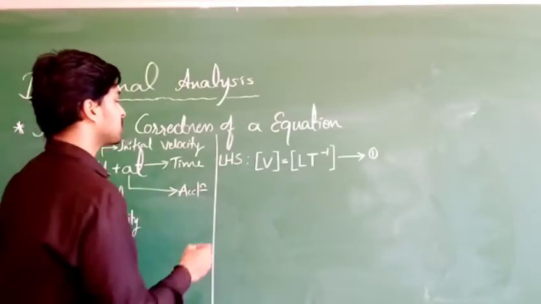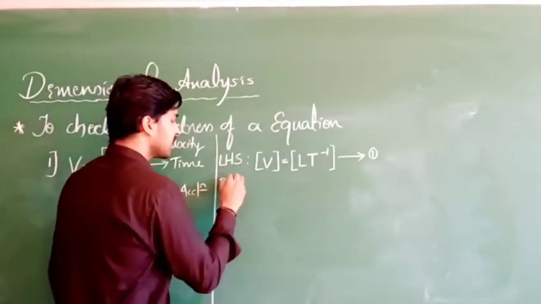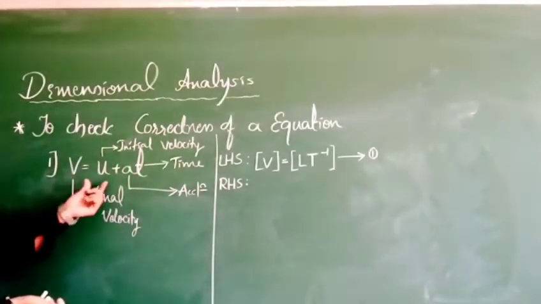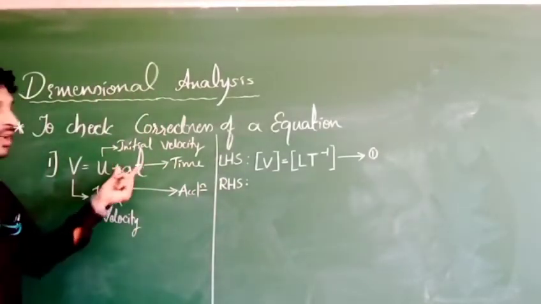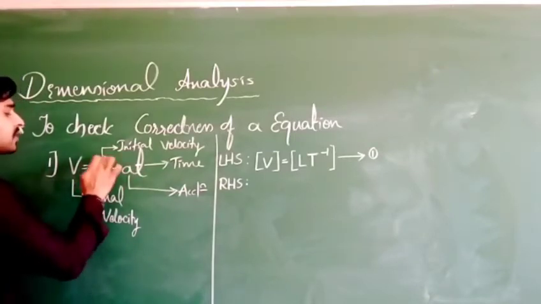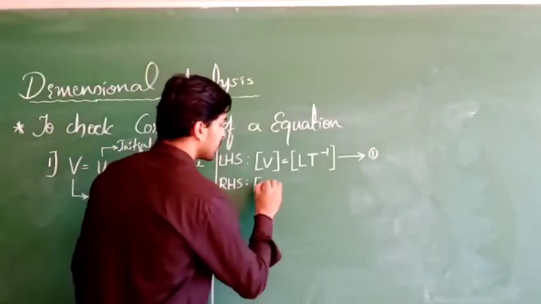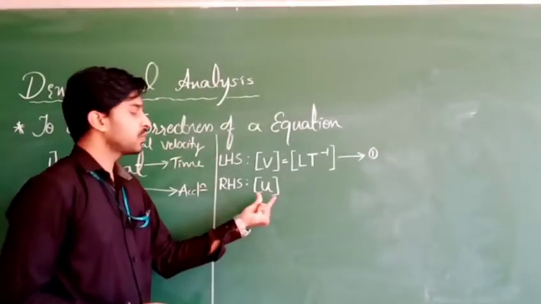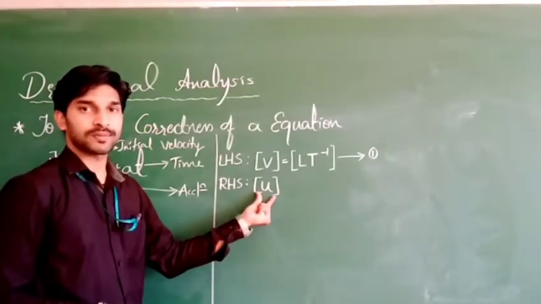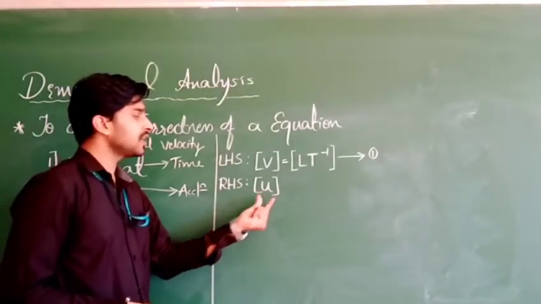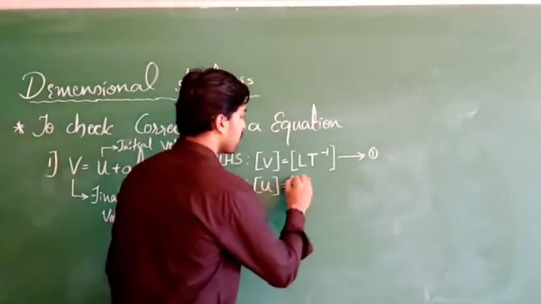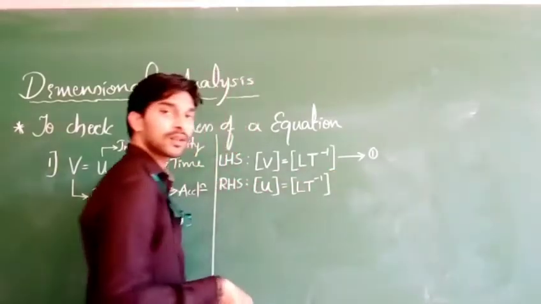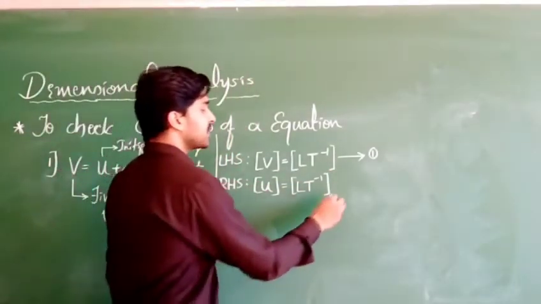Next, I will consider the right hand side. In the right hand side, one by one, you have to consider each term. Here the first term is U. So I am going to consider the dimensions of U. U is the initial velocity, so it is basically velocity. The dimensional formula for velocity is L T to the power of minus 1. I will treat this as equation 2.